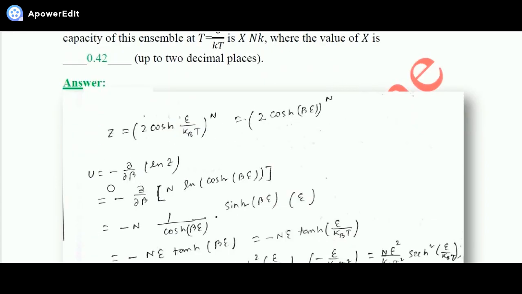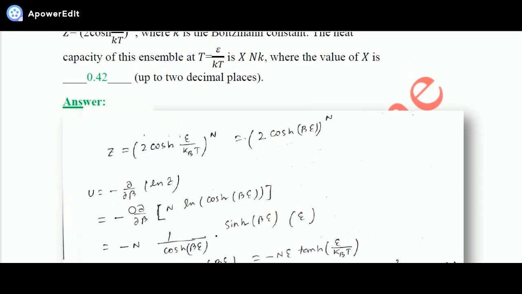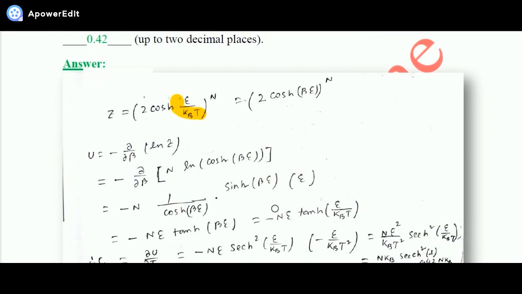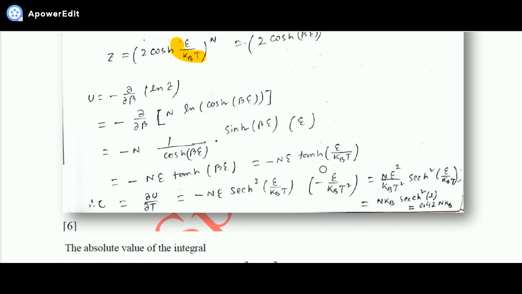So Z is given to be this. U, the internal energy, equals minus the partial derivative of ln Z with respect to beta, where beta equals 1 by kT. So we write it as 1 by kT, so beta times 2 cosh(beta epsilon) to the power n. If you take the partial derivative with respect to beta, it produces a result like this. Now the specific heat capacity C equals the derivative with respect to T.